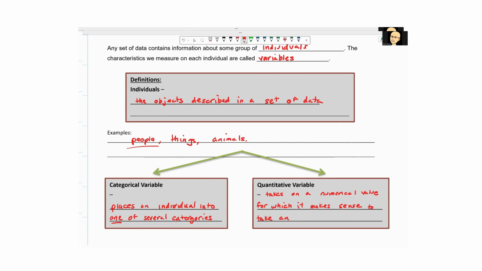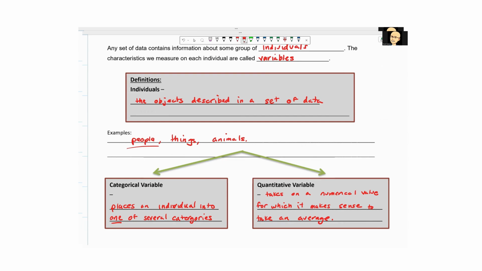take an average. Now you're looking at that definition like, I don't know whether that makes much sense, but let me put it this way. Let's think about area codes. Area codes are numbers. My area code is 313. Okay. Your area code very likely is 248. Okay. Both of those are numbers. But does it make sense to take the average of those two numbers?